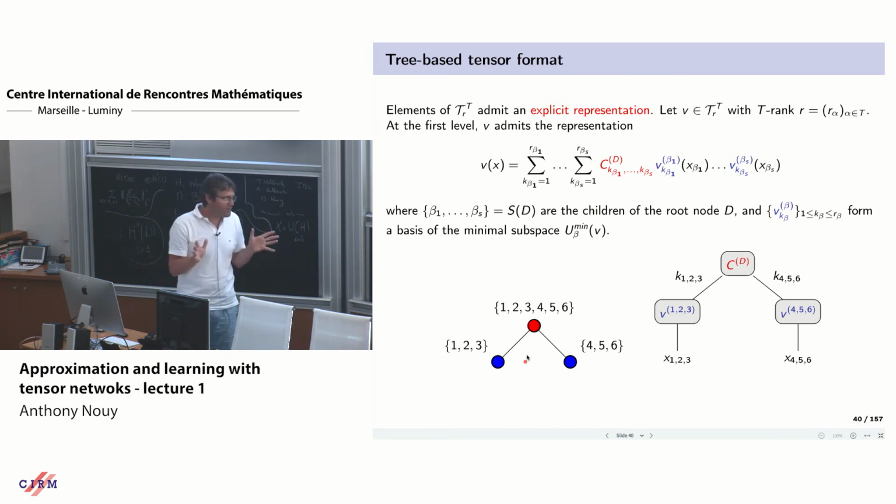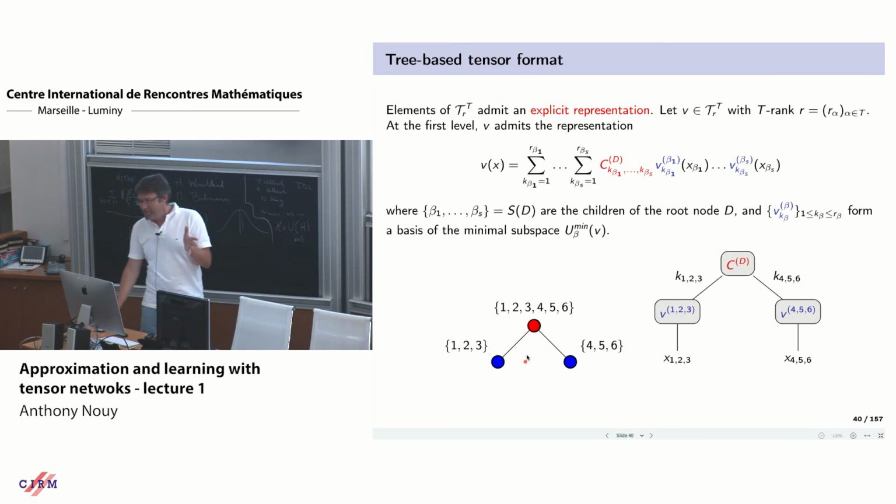So another way to say it: if the minimal subspaces have dimension R_beta, you introduce bases of these minimal subspaces and you know that V(x) will have a representation in this tensor product basis. Okay? Is it clear? These are bases of the minimal subspaces of the function. And this is the set of coefficients in this tensor product basis of minimal subspaces.